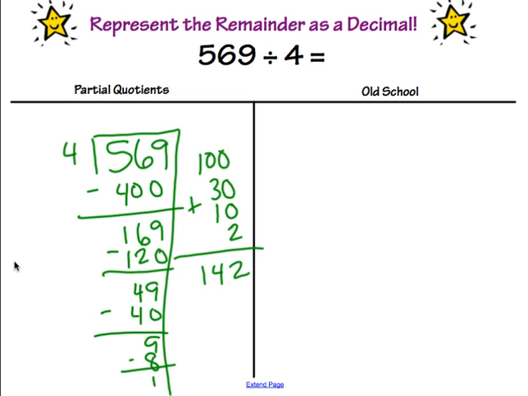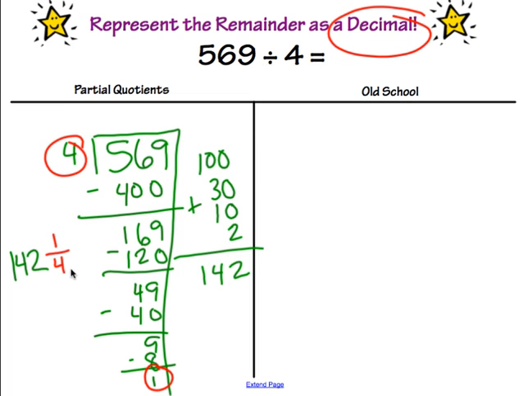So as a fraction, this would be 142, and if we look at our remainder, that's our numerator, and our divisor is our denominator. So 142 and 1/4. What is 1/4 as a decimal?